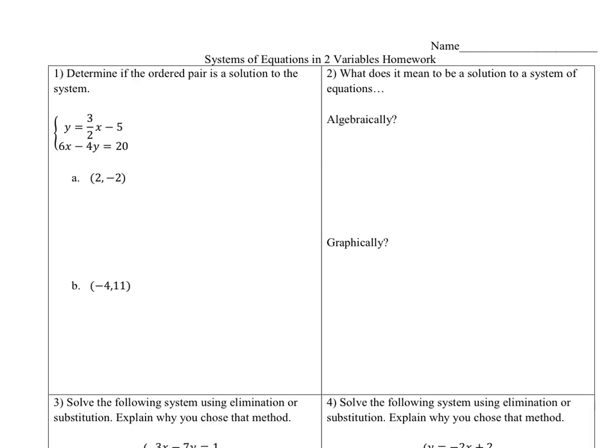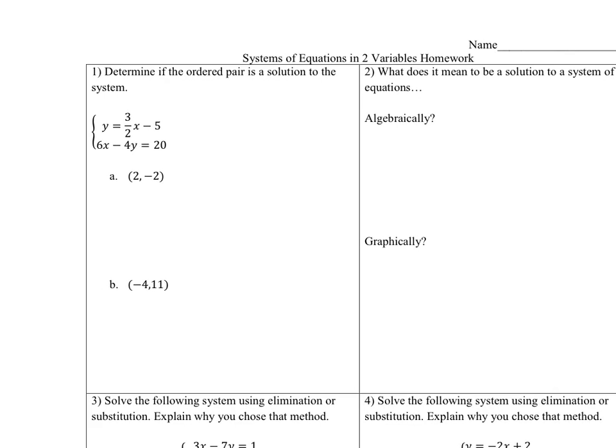Okay, we're going to look at systems of equations in two variables. So for number one, if we want to determine if the ordered pair is a solution to the system, that means it needs to make both equations true. So to plug in, this is my x and my y, I'm going to have negative 2 is supposed to equal 3 over 2 times 2 minus 5. Well, 3/2 times 2, the 2's cancel, we get 3 minus 5. So yep, we get negative 2 equals negative 2.